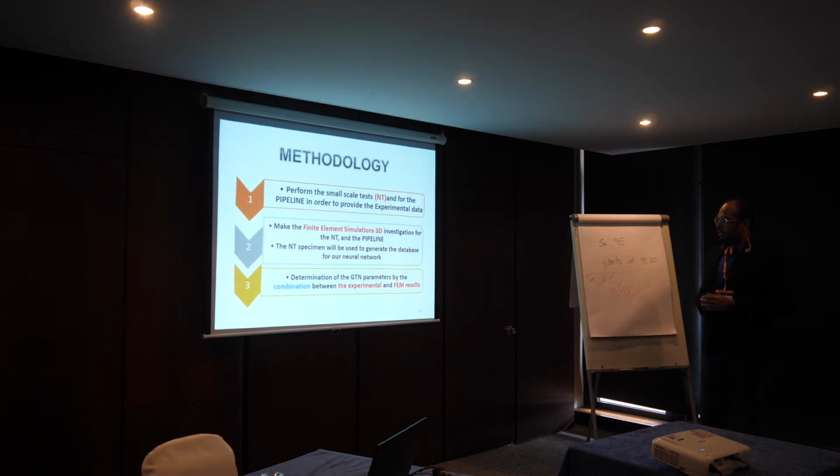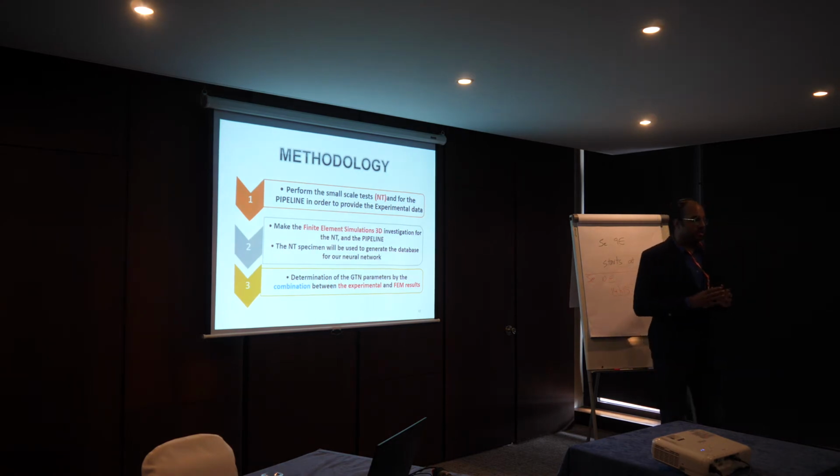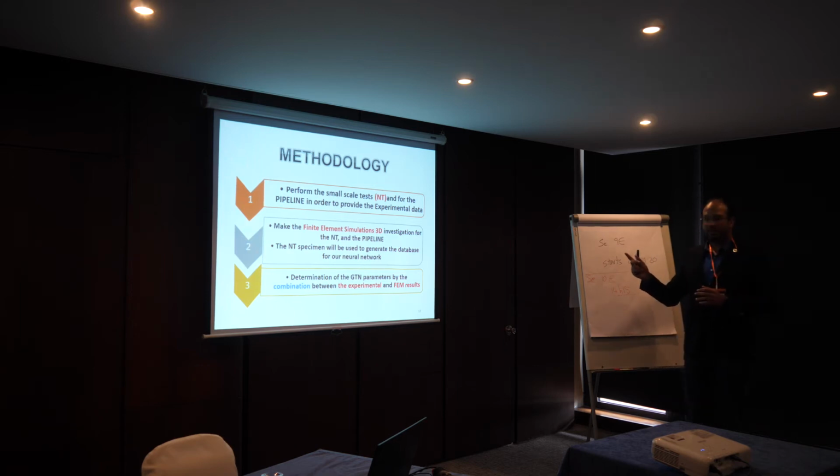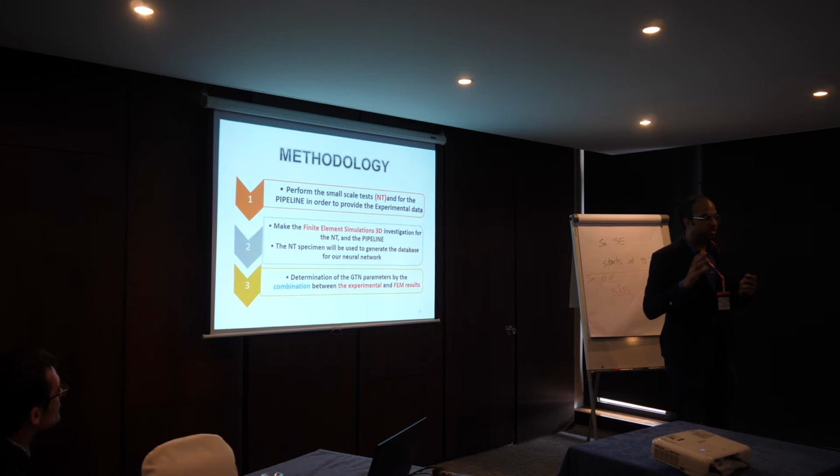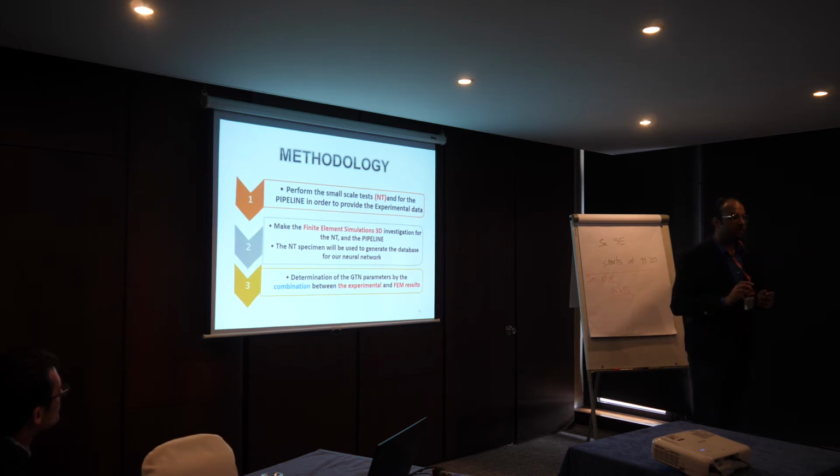Okay, so here is the methodology. First of all, as you know, each neural network should have a database. So I used a non-standard specimen as my database, for a simple reason: each simulation took just 5 minutes, so I can do as many simulations as I want and it won't take a lot of time. Then I have to do the NT simulation for my pipeline. Then I ask my neural network to predict the GTN parameters based on the experimental data of the pipeline. I will have more slides which explain this process in a simple way.